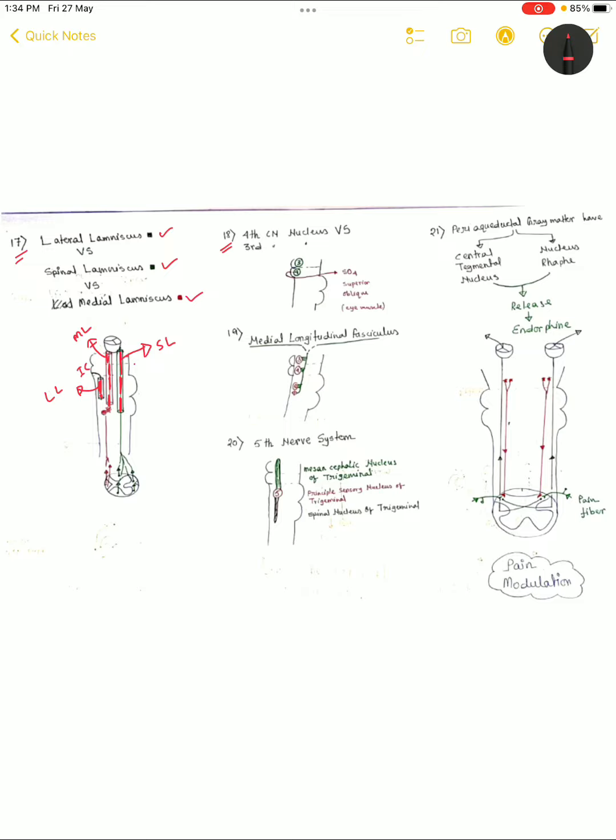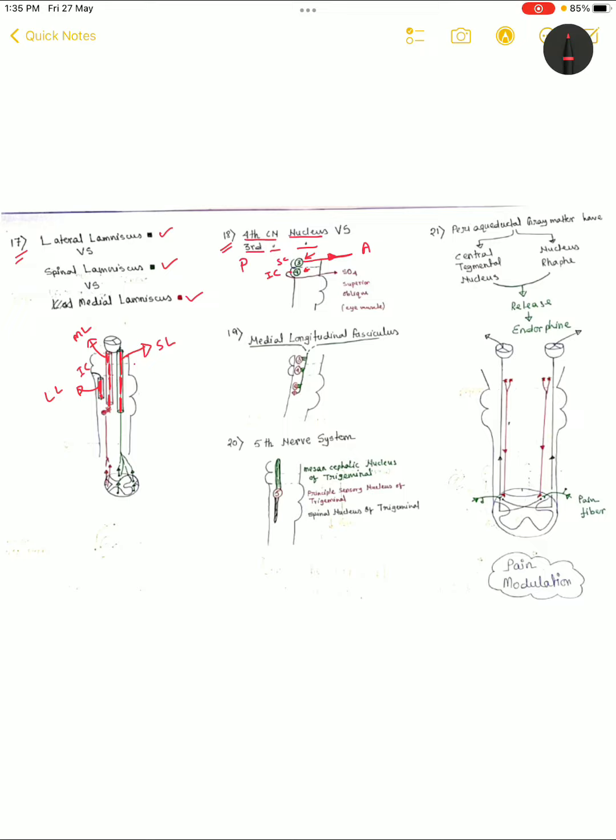Now focus on slide 18, what we have to focus on. Remember, it's written fourth cranial nerve nucleus and third cranial nerve nucleus. The third cranial nerve, as you can see here, is located at the level of the superior colliculus, and the fourth is located at the level of the inferior colliculus. Interestingly, from the third cranial nerve nucleus, the nerve emerges like this, directly to anterior. This is anterior, this is posterior. We are seeing the lateral view.